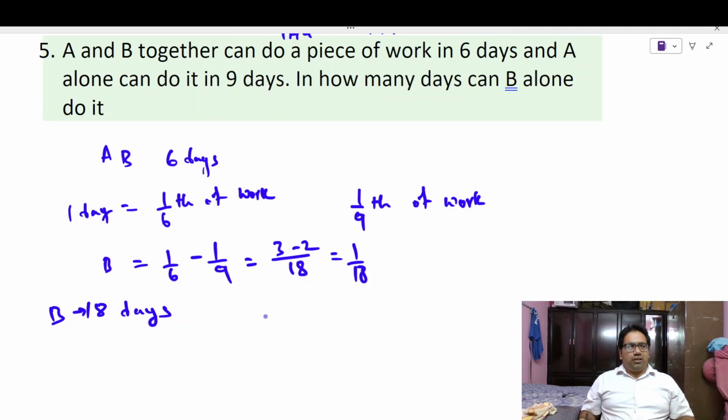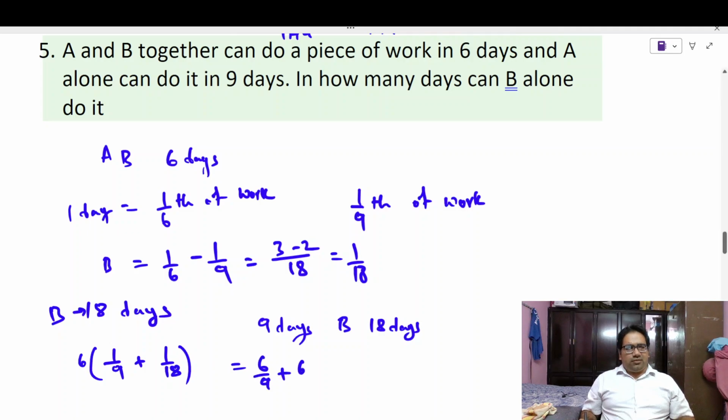Okay. A alone can do it in 9 days. B can do it in 18 days. You can verify this also, whether it is working or not. Let's say they work together for 6 days. Then 6 into (A's daily work 1 by 9 plus B's 1 by 18). What is this? 6 by 9 plus 6 by 18 is 2 by 3 plus 1 by 3, which equals 1. Right? This is how you can verify.